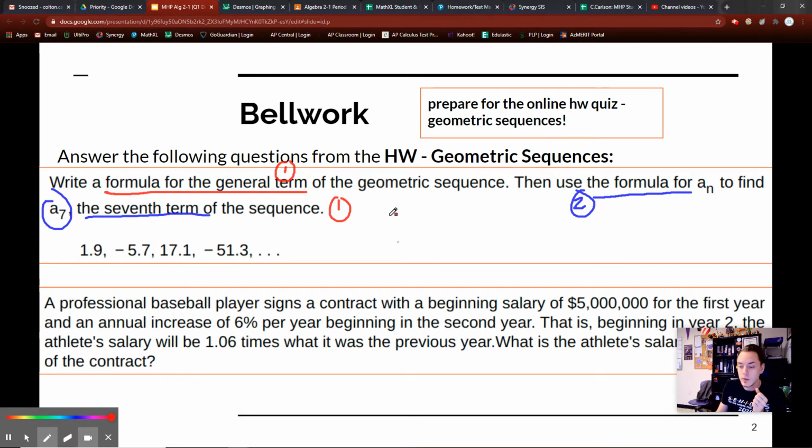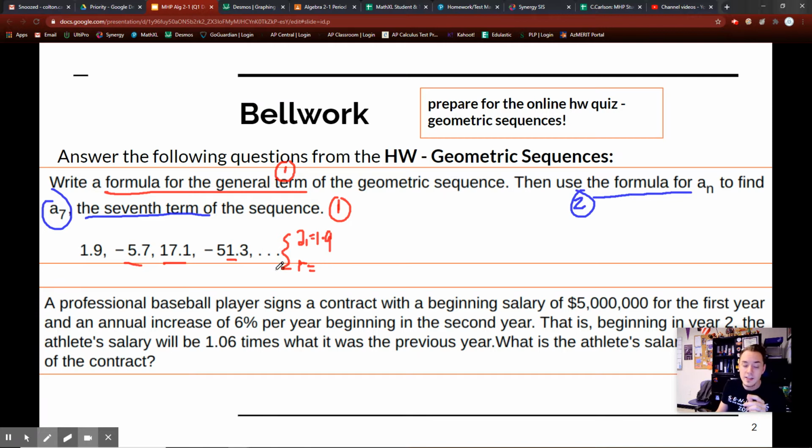Let's see what we're going to be doing. First of all, let's list out our variables. My a sub 1 equals 1.9. And then, of course, my a sub 2 is this. This is my a sub 3. This is my a sub 4. But what is my r?